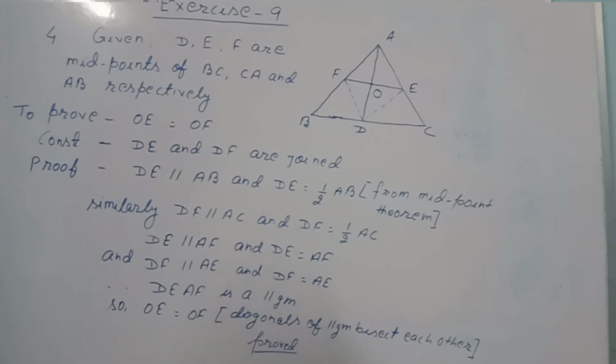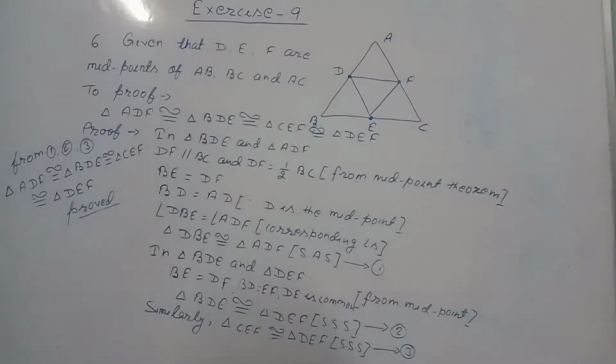In this way, DEAF is a parallelogram, and in a parallelogram, diagonals bisect each other. In this parallelogram, AD and EF are the diagonals, so AD bisects EF, proved, and we get OE equal to OF.